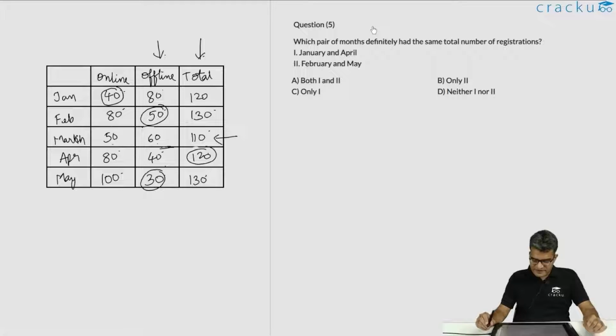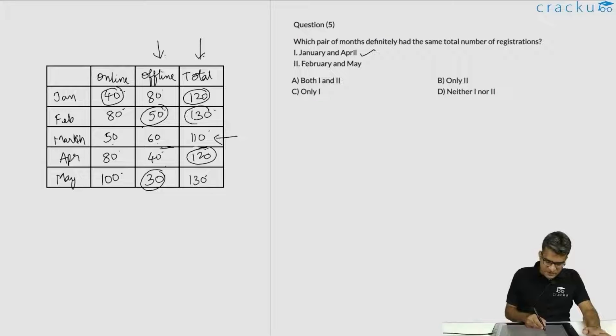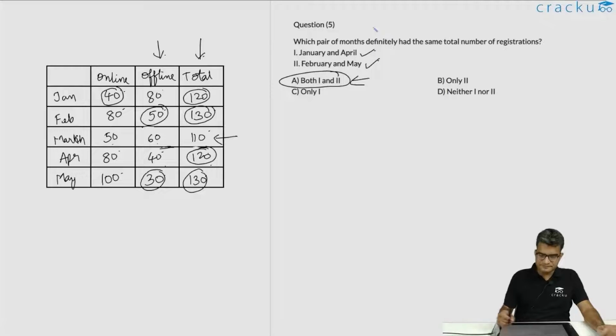Which pair of months definitely had the same total number of registrations? January and April. January is 120, April is 120. So yes, they had the same number of total registrations. February and May. February had 130, May had 130. So they also had the same number of registrations. So both 1 and 2 will be the answer.